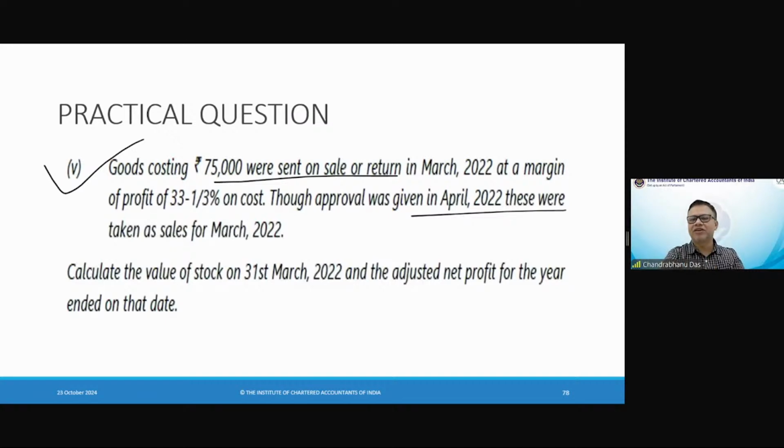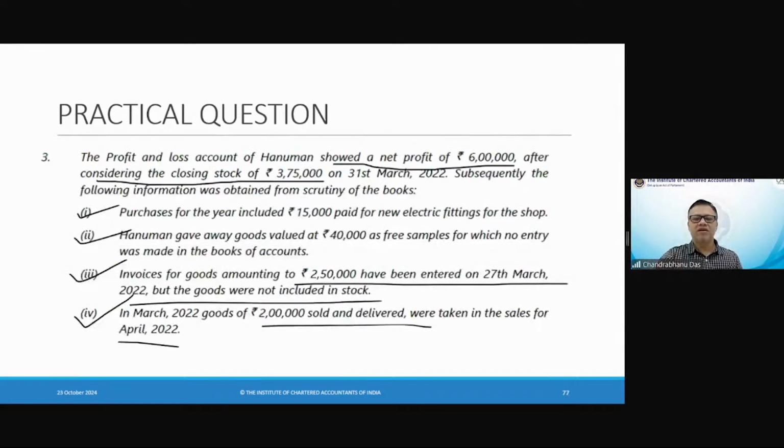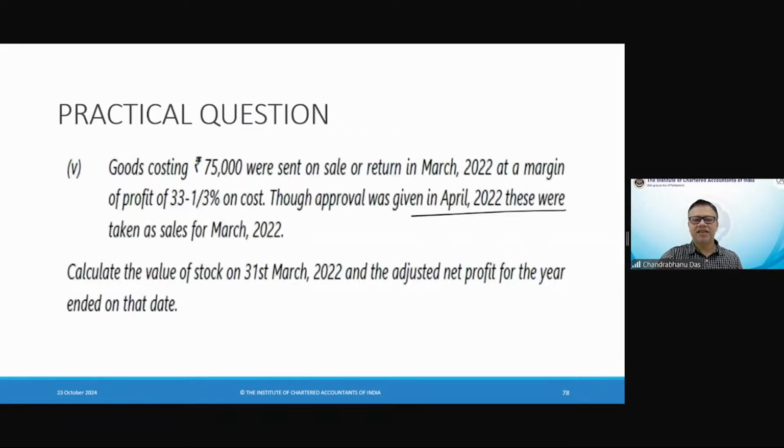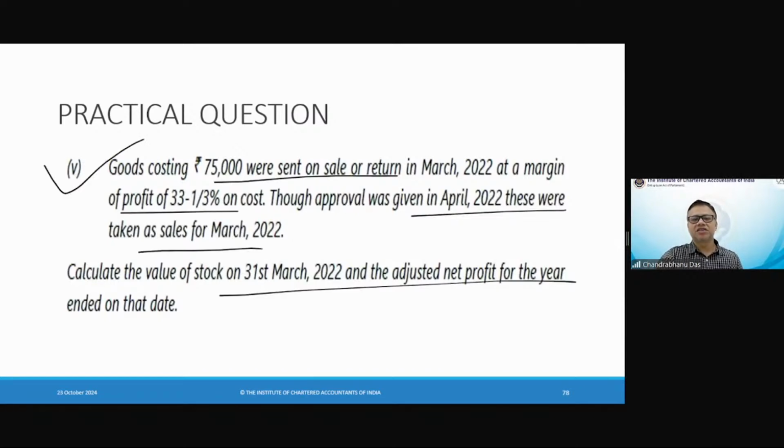Probably they were very confident that the customer will accept those goods, and they included it in the sales for March 2020. So you have to calculate the value of the stock as of 31st March 2022 and the adjusted net profit for that period. So you have got that profit. Actually, whatever profit you have got, you have to check it and adjust it. Now let us see how this question is solved here.